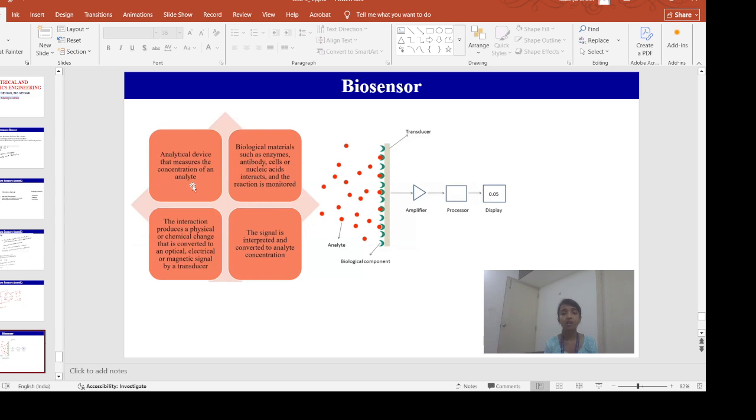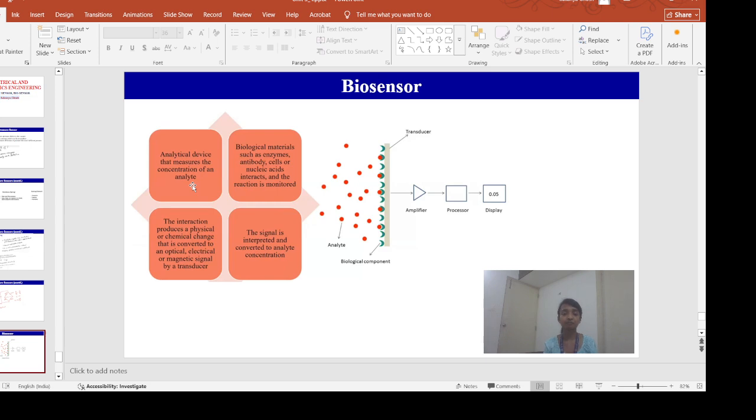Now, when you go to a doctor, they can't diagnose you immediately without a sensor. The simplest sensor every doctor carries is the stethoscope, which is a sound sensor. Stethoscope is a sound sensor. So what is a biosensor?